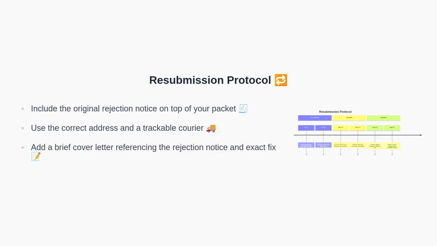Visualizing the process as a timeline. On day 0, you receive the return packet with the rejection notice. Within 1 day, identify the precise reason. Over the next 1 to 3 days, correct what the notice specifies, and re-review the entire packet. When you resubmit, place the original rejection notice on the top to signal that this is a corrected resubmission. Mail to the correct address using a trackable service, and include a brief cover letter noting the rejection reason and your correction. With the resubmission flow clear, let's address the most sensitive document in the packet: the medical exam.